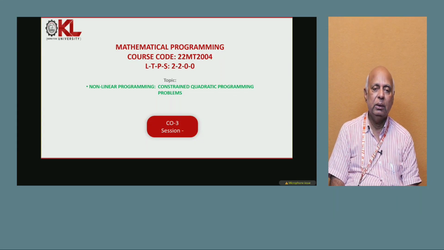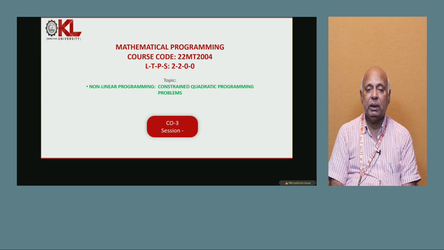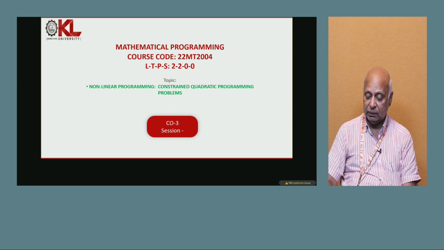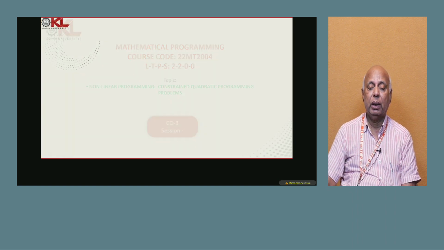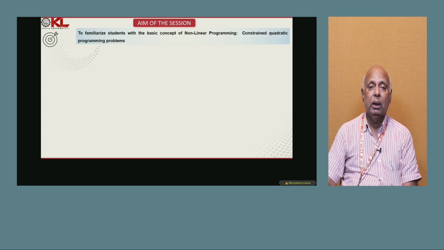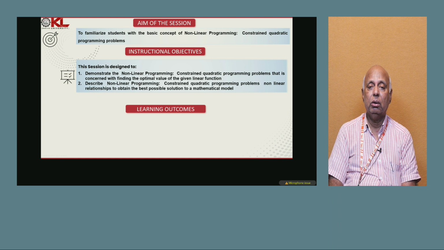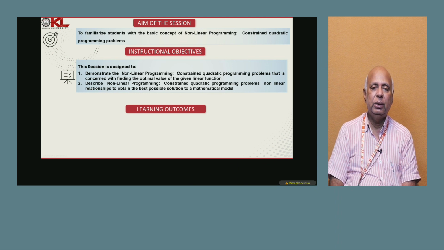Good morning everybody. Today we deal with nonlinear programming, especially constrained quadratic programming. Now what exactly are constrained programming problems? Before we go into the actual session, we study nonlinear programming, especially quadratic programming with constraints. Here the instructional objectives are to demonstrate nonlinear programming with the conditions that are involved in this one.